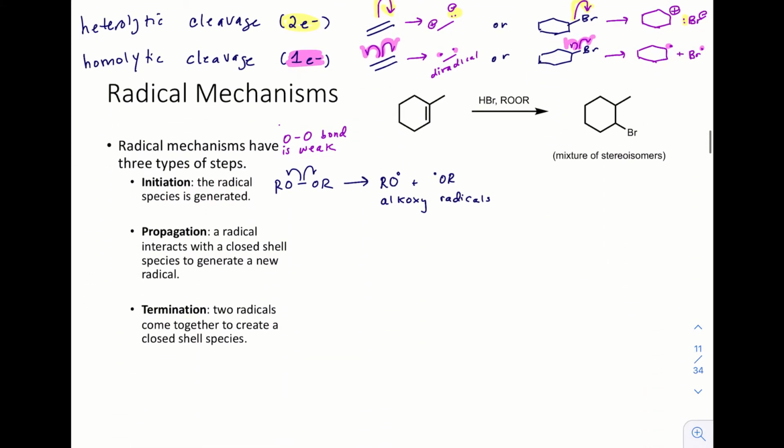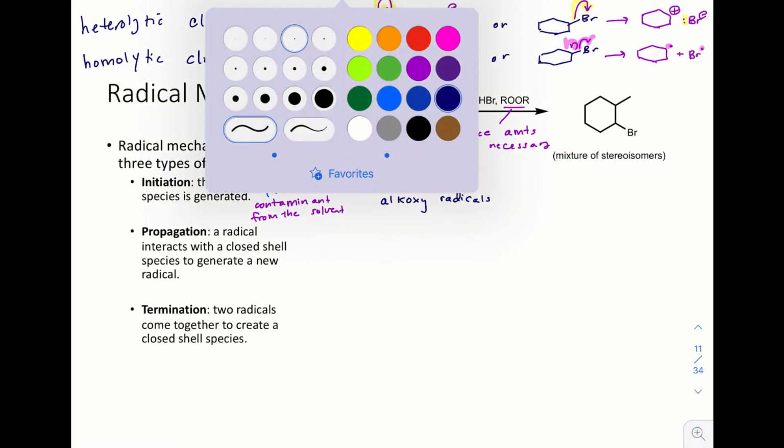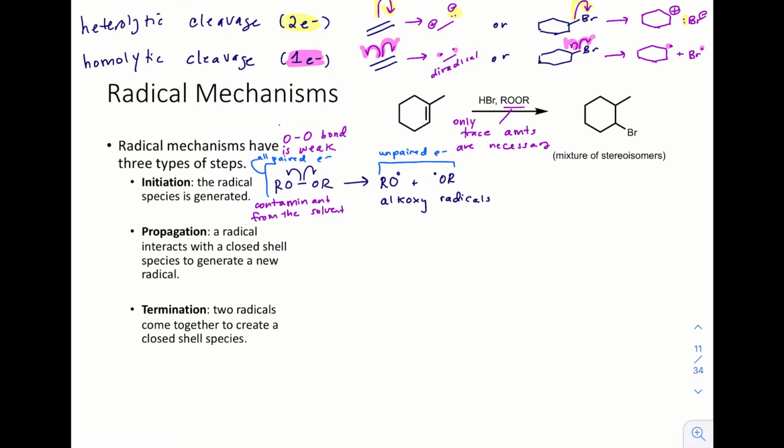So the peroxides came probably from the solvent. And really only trace amounts are necessary because this process is catalytic, as you will see. All right, in the initiation step, a species with all paired electrons, no radicals here, forms species with unpaired electrons, aka radicals. Cool.